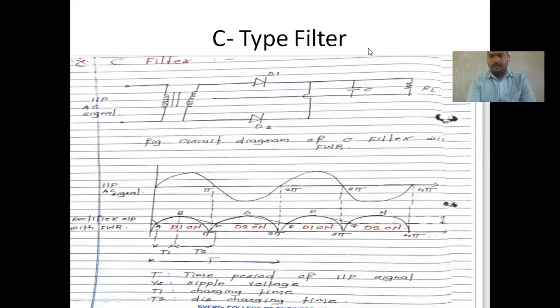To pass the AC signal and block the DC signal, right? That is the basic function of a capacitor. But a capacitor has other functions also, right? See, charging and discharging is another function of your capacitor.